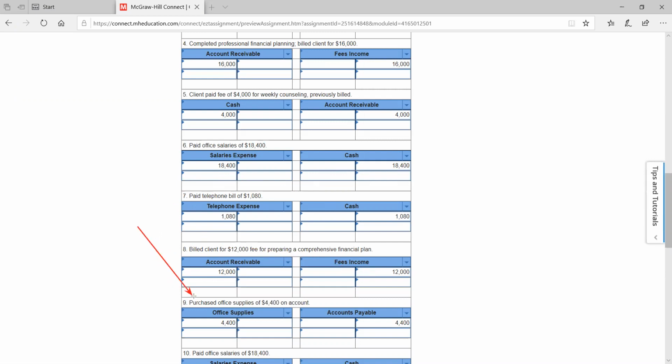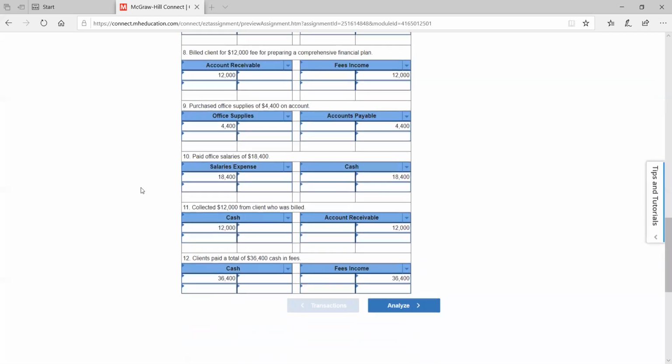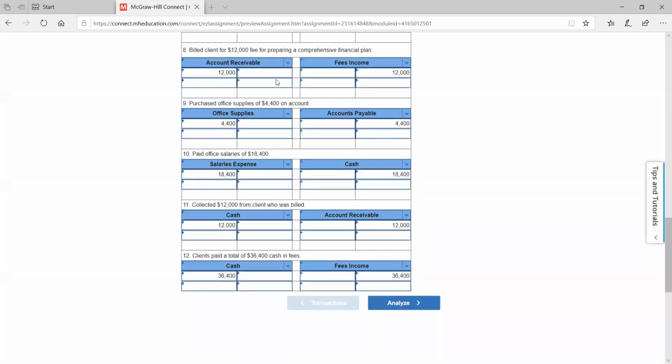9, purchase office supplies, so you debit office supplies, credit accounts payable, because on account means you haven't paid for it yet in cash. And then see, we've got 10, which is paid your salaries, again, $18,400 debit, credit, cash. 11, another collection, so you debit cash, you collected your cash, and then you're collecting it from accounts receivable, so you credit accounts receivable. And then finally, we had some cash revenue, debit cash, and then credit fees income.